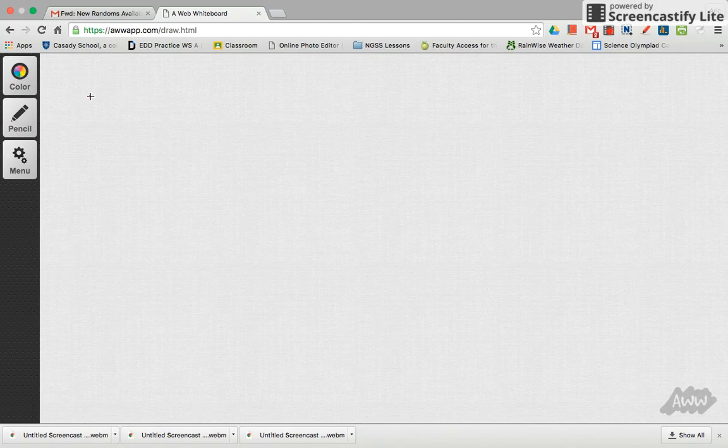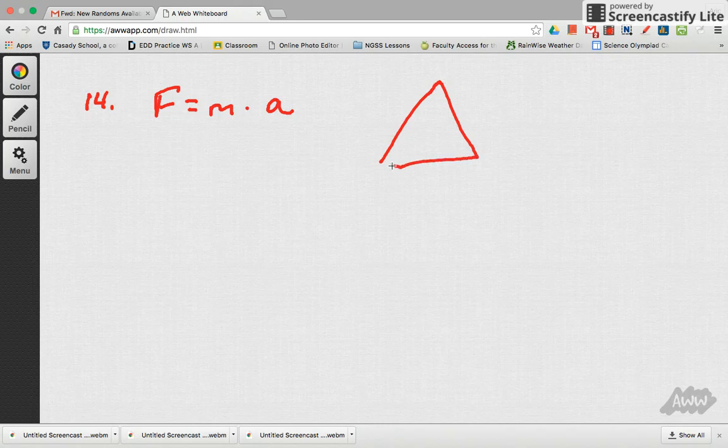Which is number 13, or number 14. Find the force of a car that is accelerating at 32 meters per second squared and has a mass of 2,200 kilograms. So the equation is force equals mass times acceleration. You may need to know the force triangle. Force equals mass times acceleration.